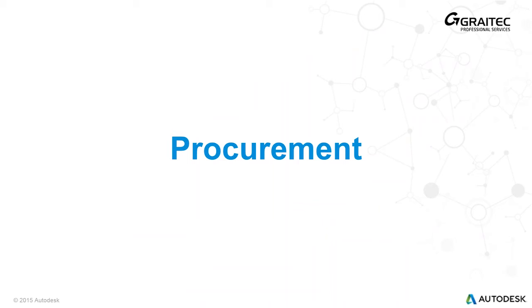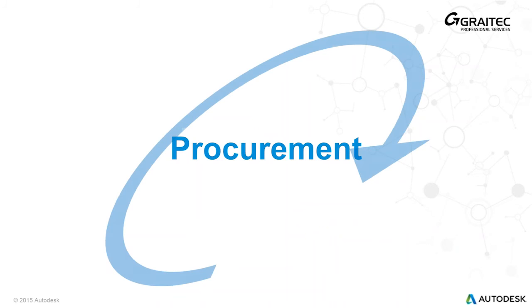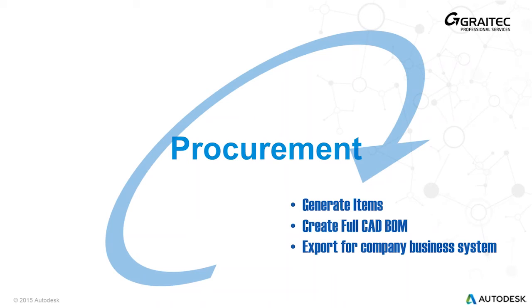So the next stage is the procurement. In this part of the demonstration, what we're looking to do is generate items within Vault. The main purpose of us generating items is we need to create a full CAD BOM. And by generating that CAD BOM, we can then export this for our company business system.